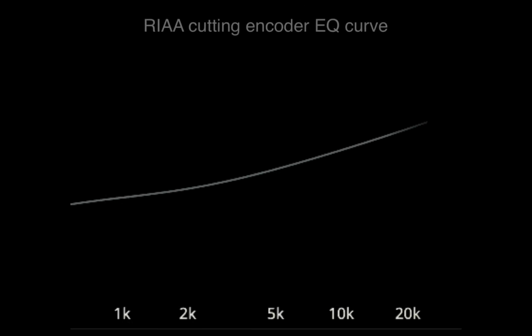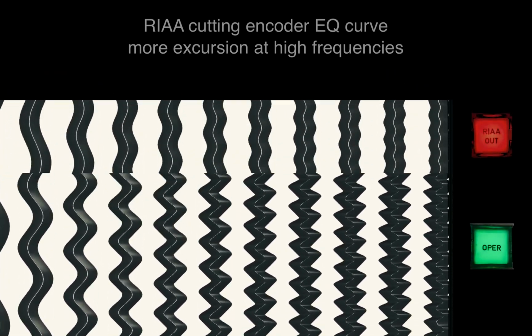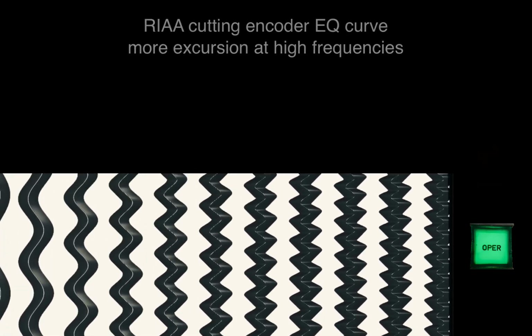The RIAA cutting encoder EQ curve does exactly this, since around the 1950s. It boosts level and so excursion the higher the frequency gets. Here you can see a lot more excursion with RIAA encoding.